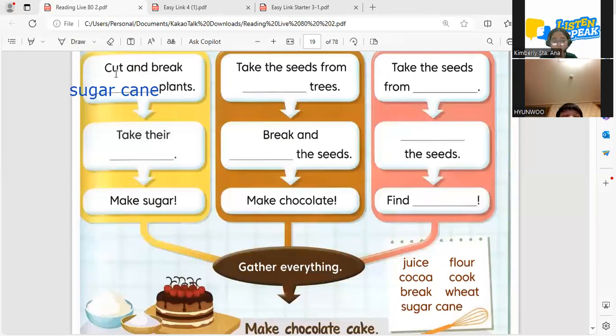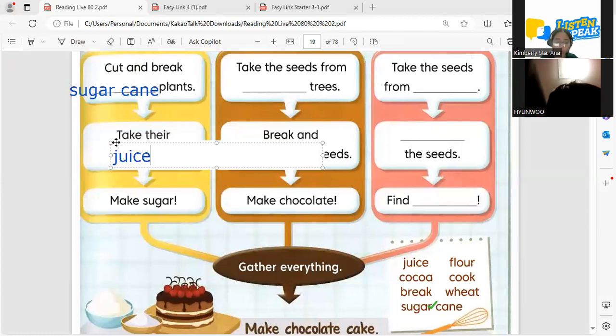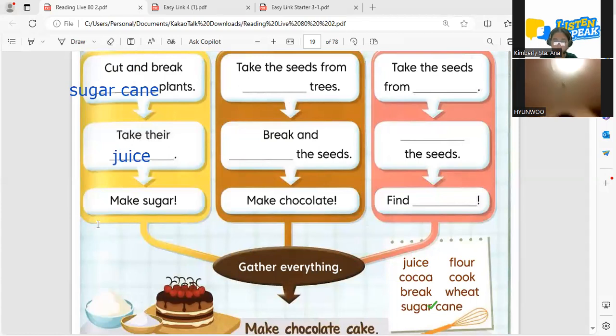So let's say cut and break. Cut and break sugarcane plant. Very good. Take their wheat. Do you get wheat from sugarcane? No, we get their juice. Juice. Okay, and then that's how you make what? Make sugar. Sugar. Okay, now let's talk about the next one.